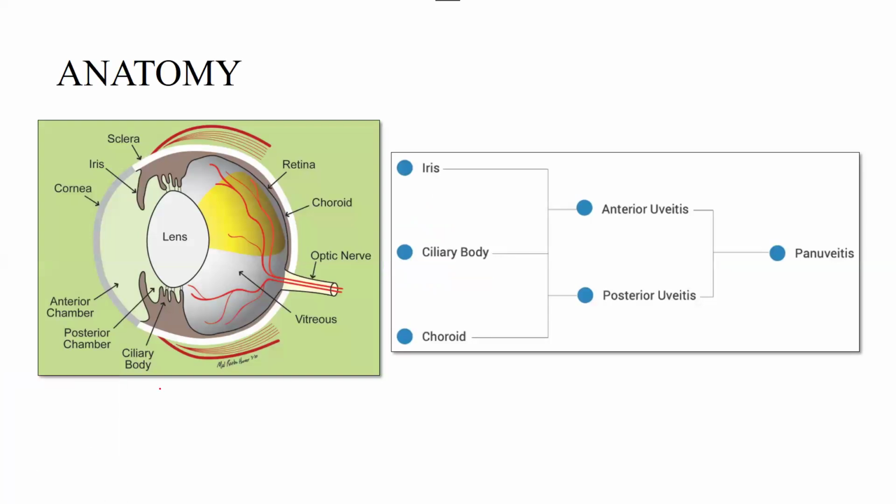Before jumping to the disease in itself, you need to know a little bit of anatomy. We have three structures that make the uveal tract: iris, ciliary body, and choroid. This is iris, this is ciliary body, and this portion is choroid. Iris and ciliary body together make the anterior uveal tract, and its inflammation is called anterior uveitis. Ciliary body and choroid together make the posterior uveal tract, and its inflammation is called posterior uveitis. When all three structures are inflamed, that is called panuveitis.